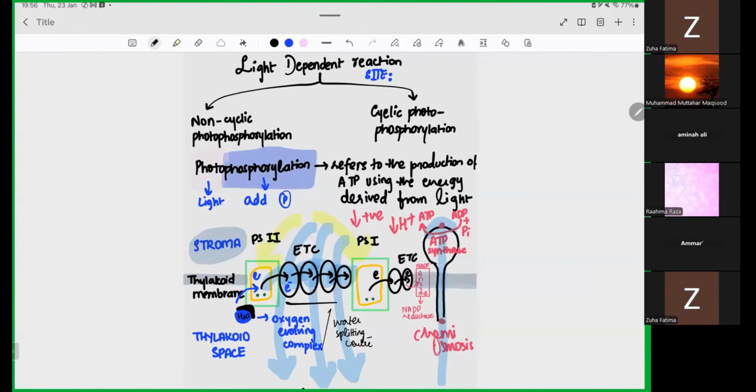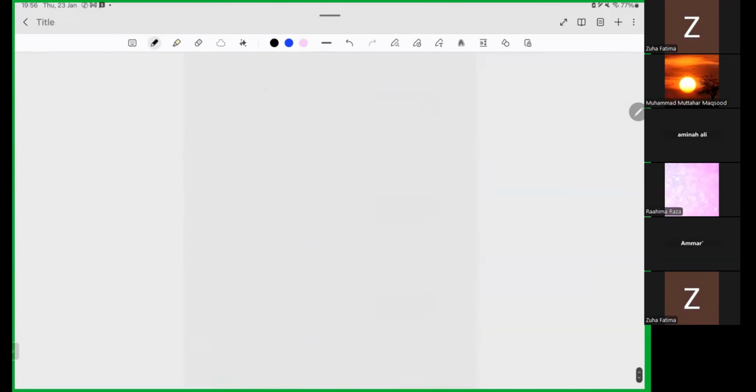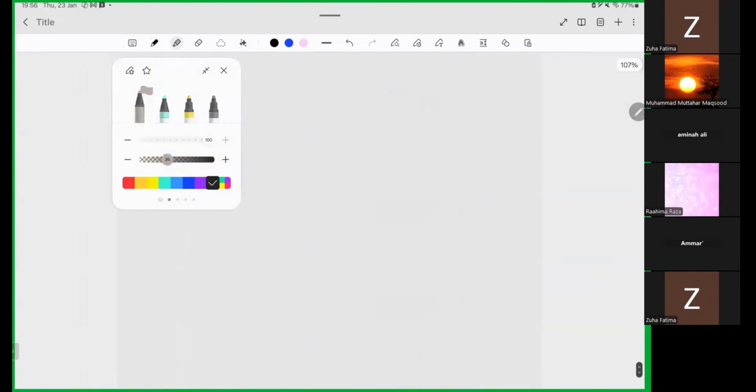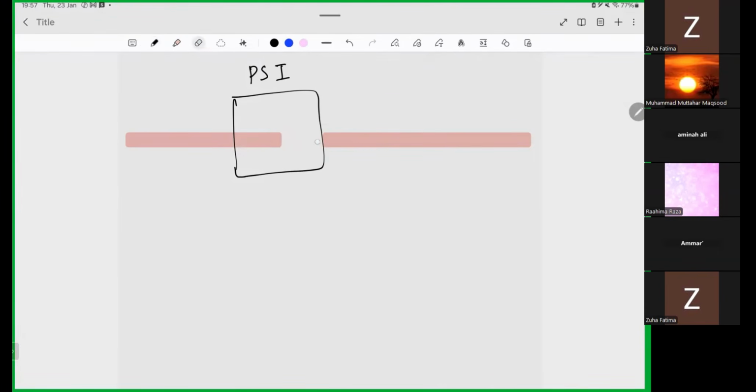Now, what happens in cyclic photophosphorylation? In cyclic photophosphorylation, we do not involve photosystem 2. It is only concerned with photosystem 1. This is your thylakoid membrane. This is your photosystem 1. Photosystem 1 does not have any oxygen evolving complex. So we will not have any oxygen evolving complex here.